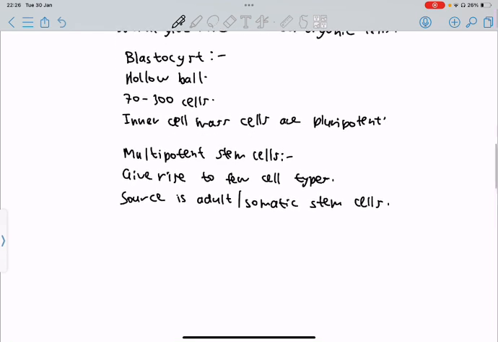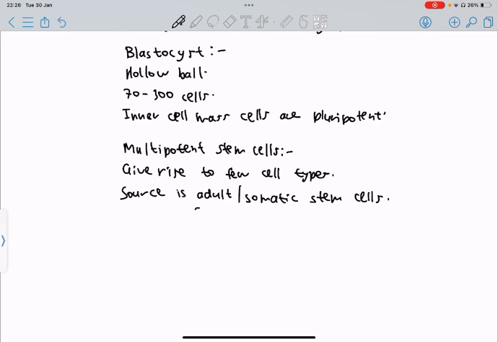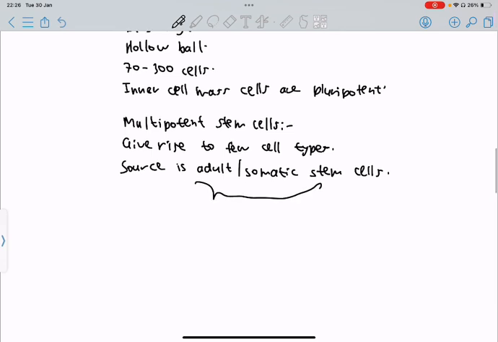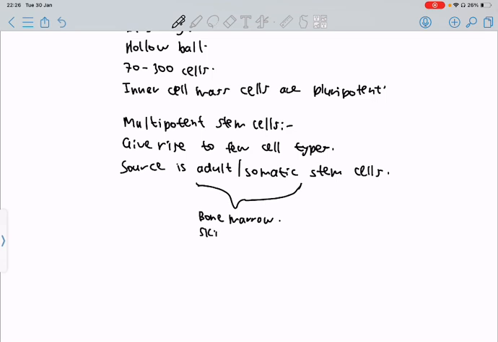The types of adult or somatic stem cells are bone marrow, which gives rise to white blood cells. There are also skin stem cells, brain stem cells, and liver stem cells, to name a few.